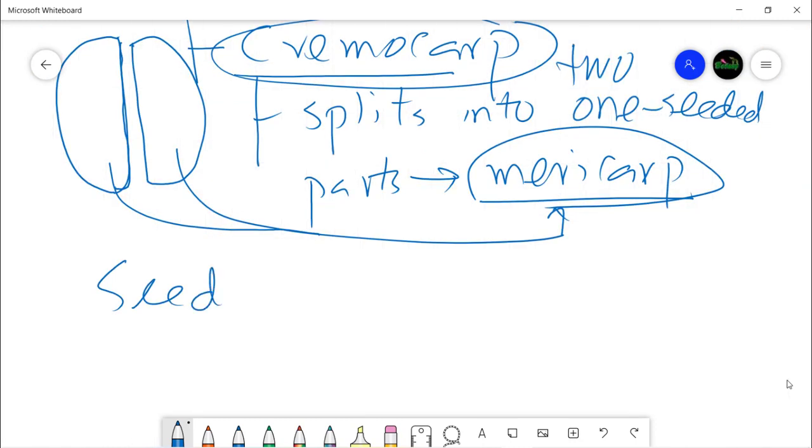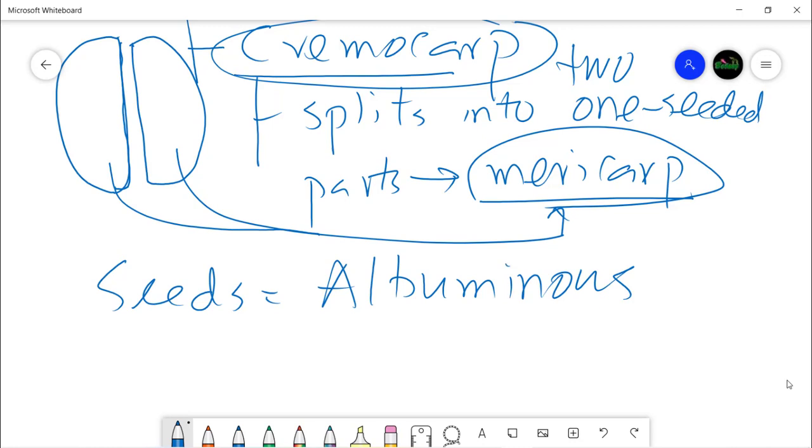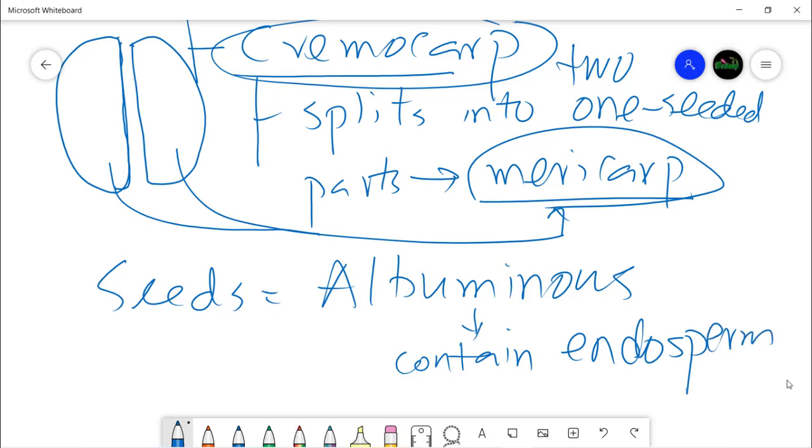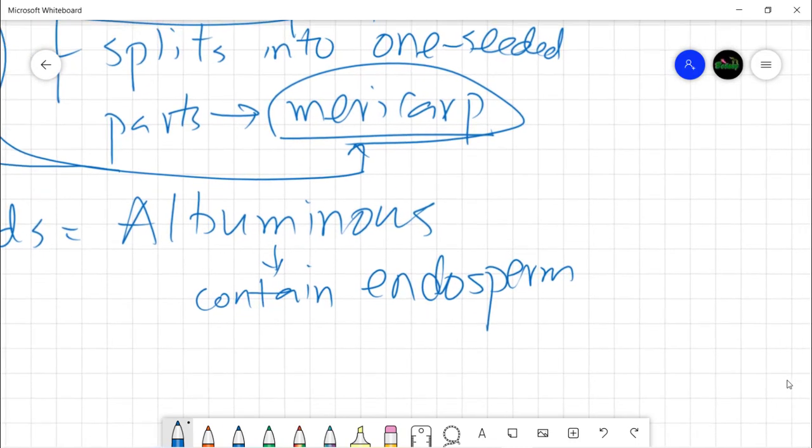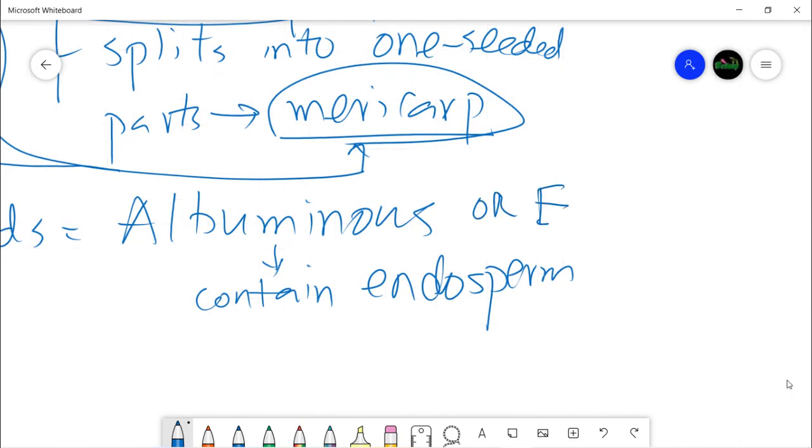The seeds are albuminous. This refers to the endosperm. It is a specialized tissue present inside the seeds which stores up food, and then that food is utilized when the seed germinates. So they are albuminous, that is, they contain what is called endosperm. So it is also known as endospermic. So we have albuminous or endospermic seed.